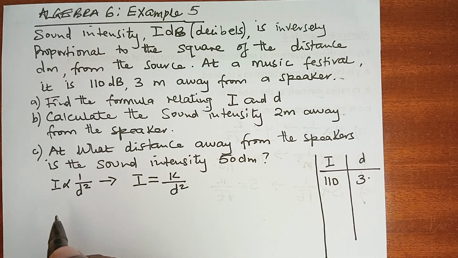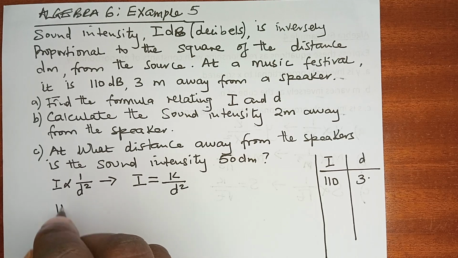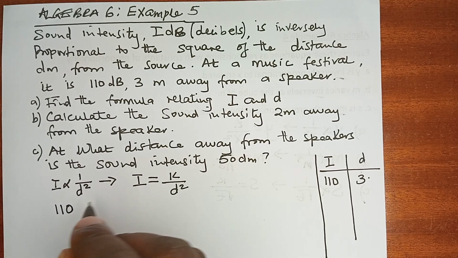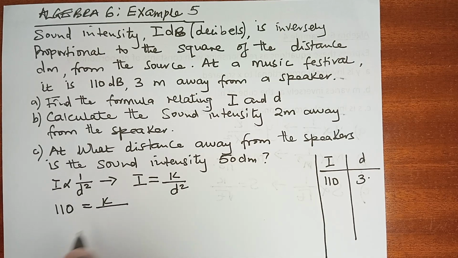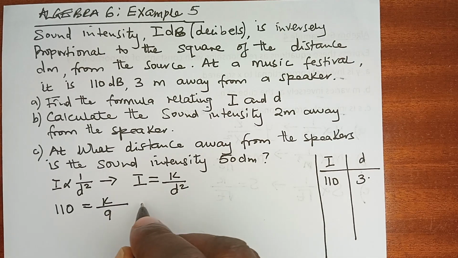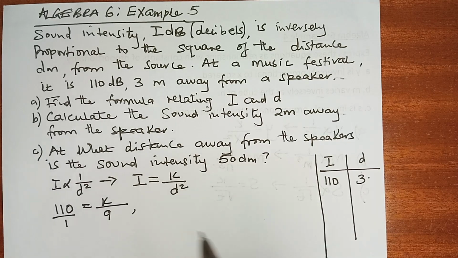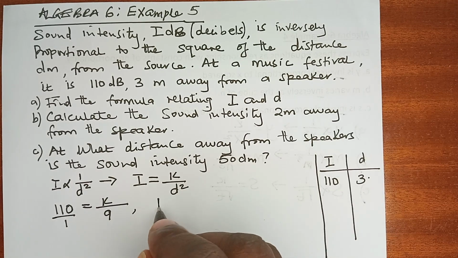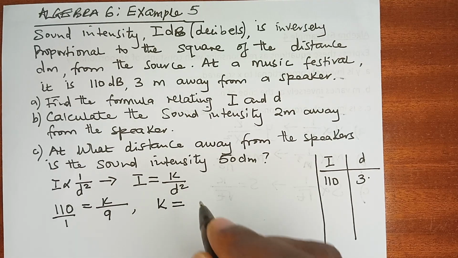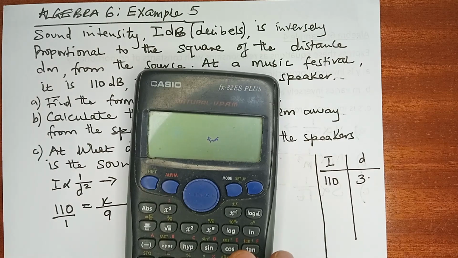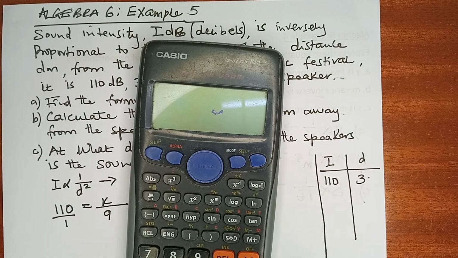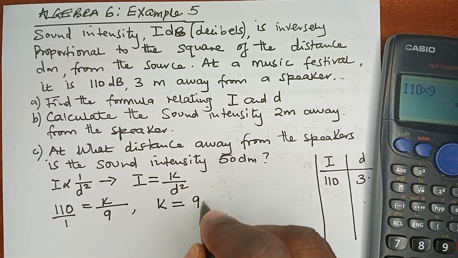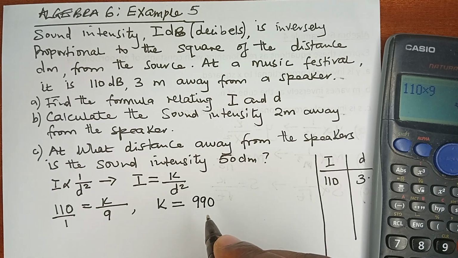For us to get the constant of proportionality, we will have 110 decibels is equal to k all over 3 squared, which is 9. And it goes without saying that this is over 1. So after cross multiplication, k is equal to 110 times 9, which is 990. That is the value of k.